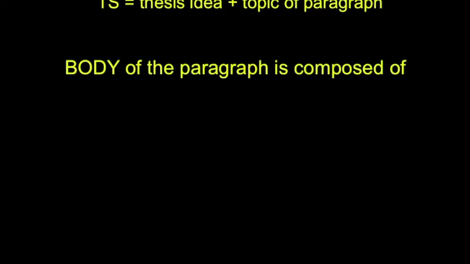In the previous podcast, we learned that the topic sentence should contain the thesis idea as well as a topic distinct from those found in other paragraphs. Our simple formula to remember how to write an effective topic sentence was TS equals thesis idea plus topic of paragraph. The job of the rest of the paragraph is to provide facts or evidence that will prove the idea that you wrote in your topic sentence.